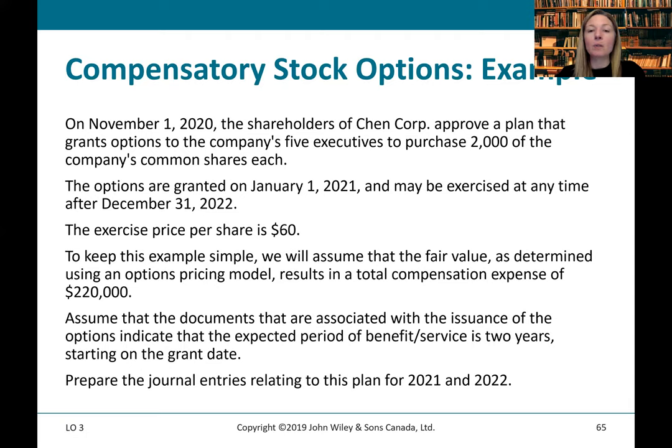To keep this simple, we'll assume that the fair value through the option pricing model resulted in a compensation expense of $220,000. Assume that the documents associated with the issuance of the options indicate that the expected period of benefit or service is 2 years, starting on the grant date. Prepare the journal entries related to this plan for 2021 and 2022.